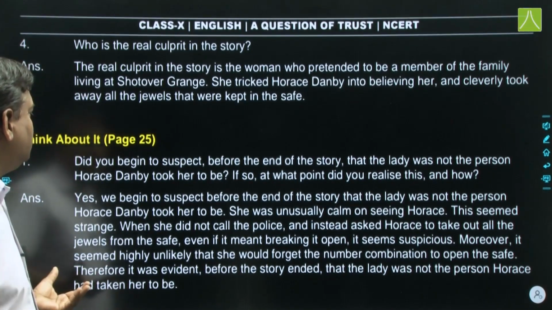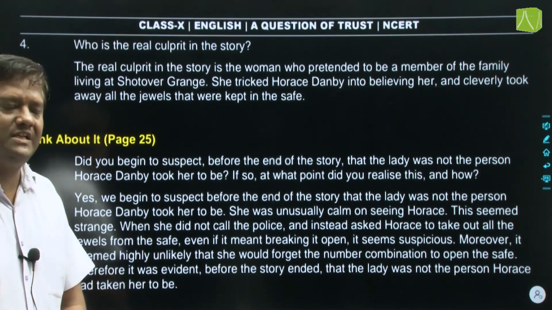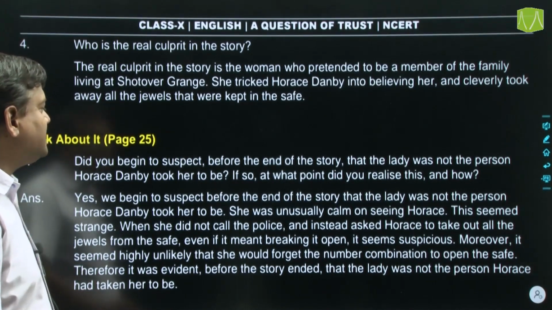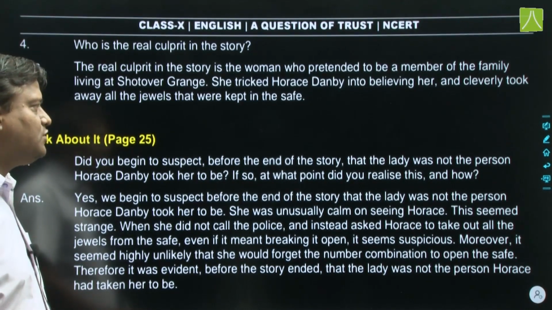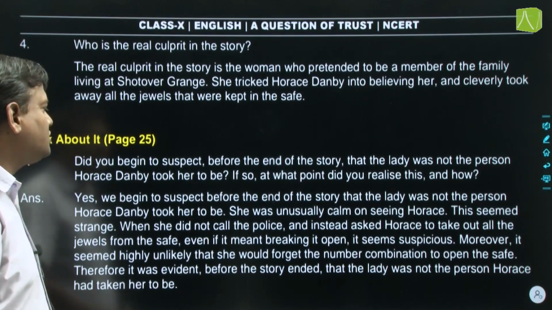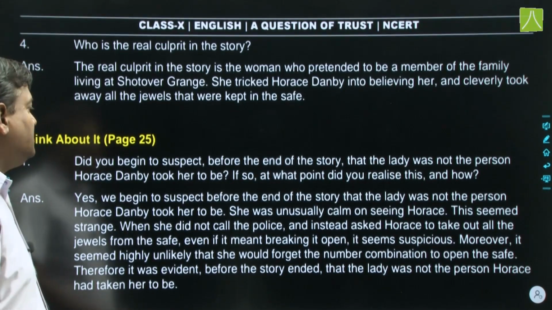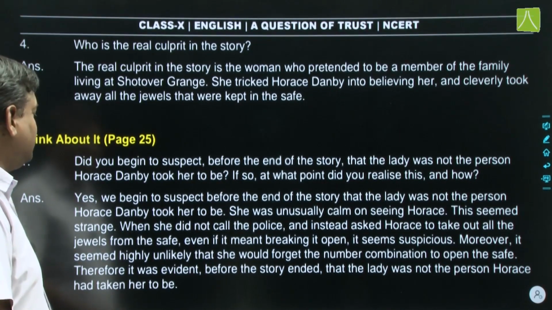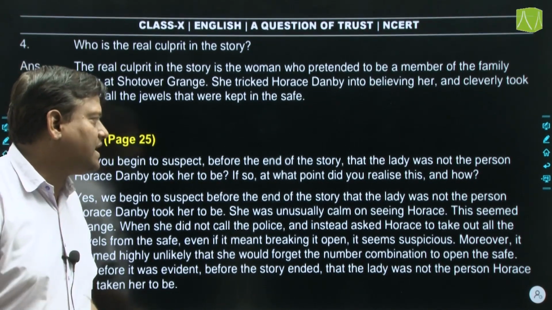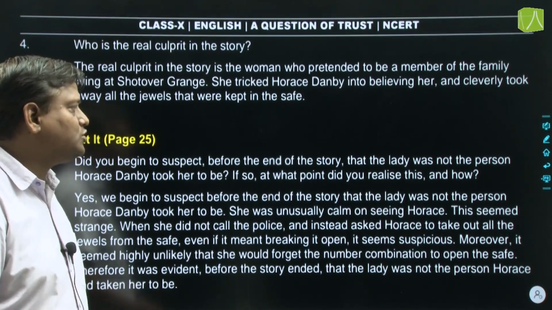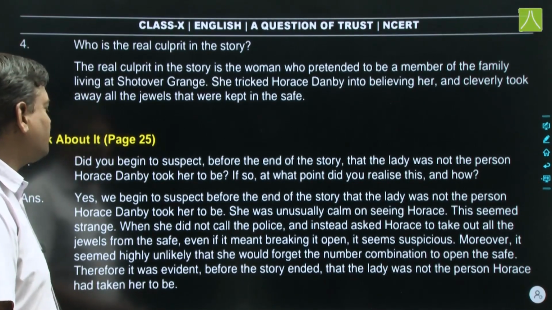So the answer is, here we are answering in yes, we are answering in affirmation. We begin to suspect before the end of the story that the lady was not the person Horace Denby took her to be. She was unusually calm on seeing Horace. This seemed strange when she did not call the police and instead asked Horace to take out all the jewels from the safe.